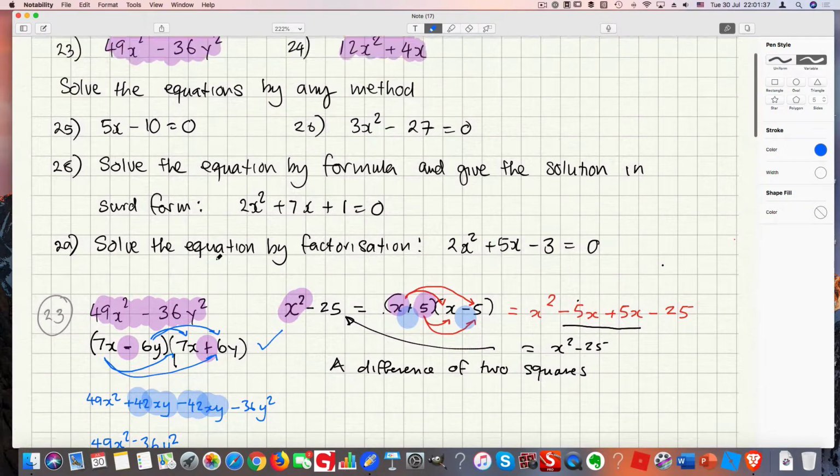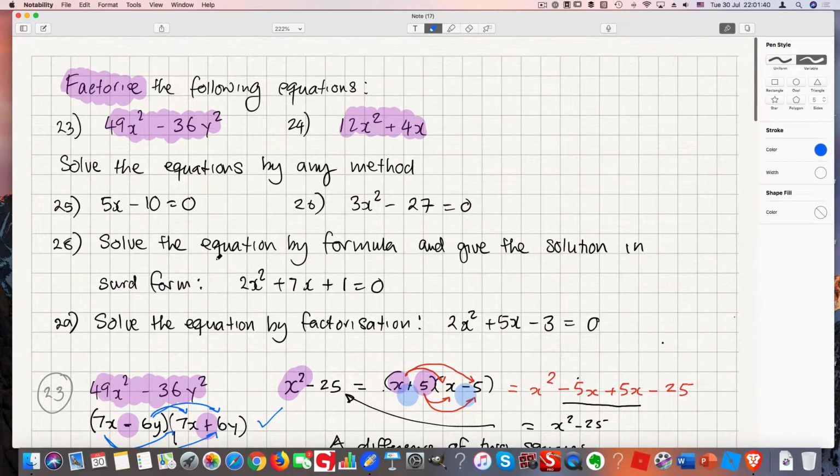Okay, that's number 23. Number 24, I think I can just work it out here. Number 24 is 12x squared plus 4x. It means I can factorize the 4 out because 4 can go into 12, and the x out. So I can factorize 4x right out, and inside I'm left with 3x, because 4x times 3x is 12x squared, plus 1, because 4x times 1 is 4x. So that is done.